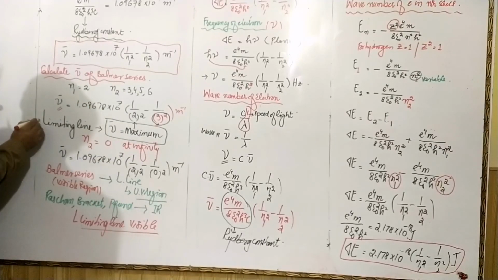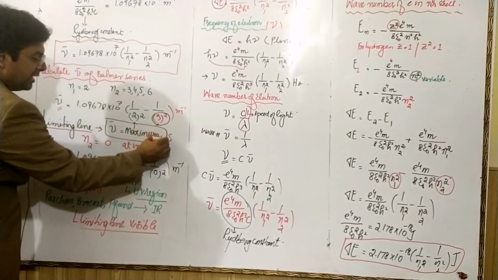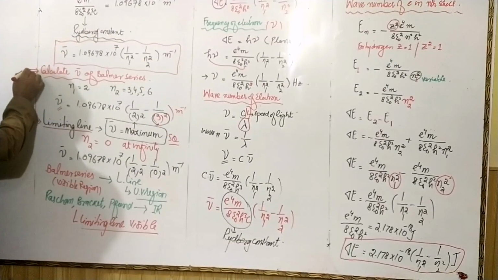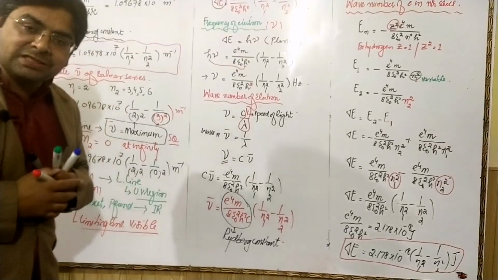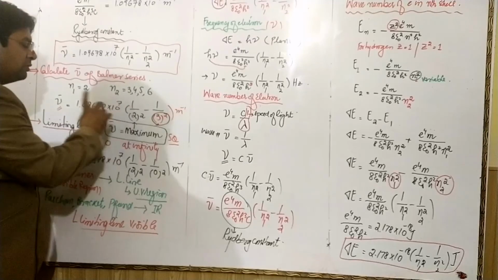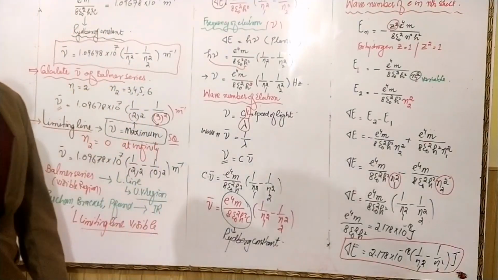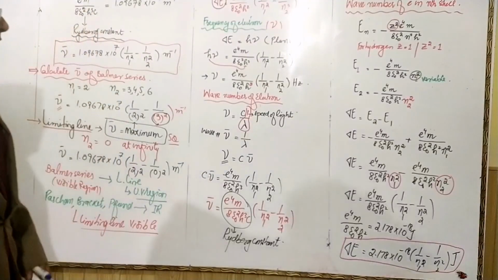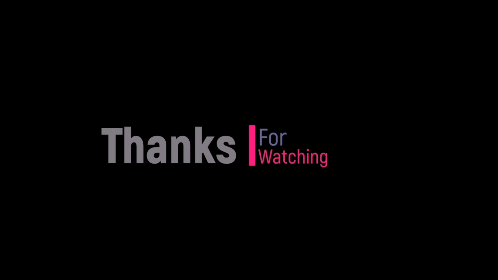Now, how can we calculate the limiting line of Balmer series? This will be called a short question. The next short question is to calculate the wave number of Balmer series. It can also be for Lyman series. For Lyman series, n1 is equal to 1. For Balmer series, it is equal to 2. For Paschen series, it is 3. For Brackett series, it is 4. For Pfund series, it is 5. This is the conclusion of the calculation of wave number of the revolving electron in a shell of the hydrogen atom.